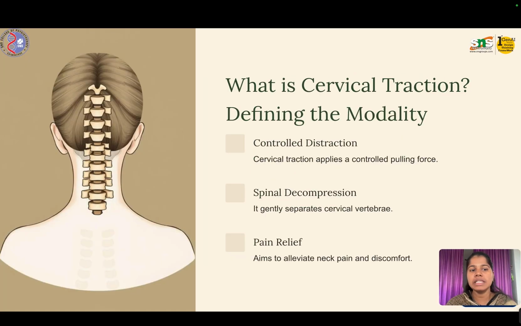So, what is cervical traction? Defining the modality. It is a therapeutic technique where a controlled pulling force is applied to the neck. This helps to decompress the spine by gently separating the cervical vertebrae. So, what does that do? It relieves pressure on the nerves, it reduces pain, and it improves blood circulation and mobility in the neck.